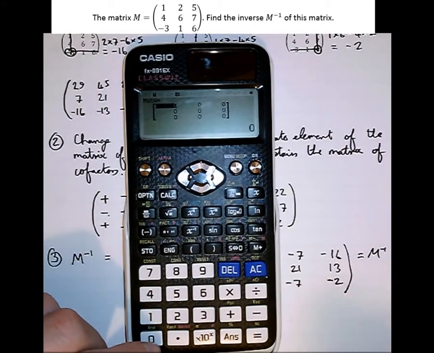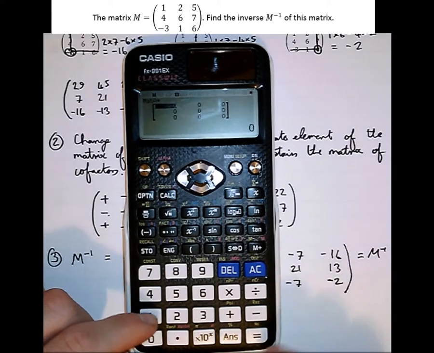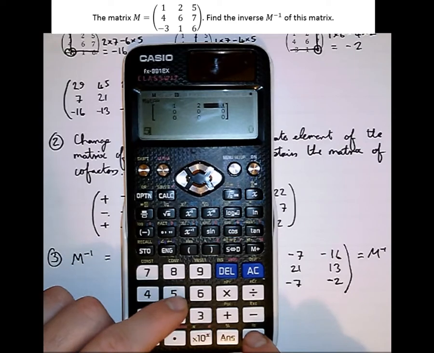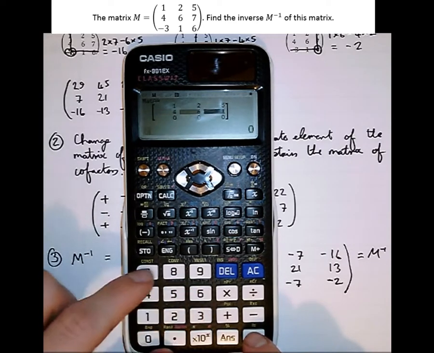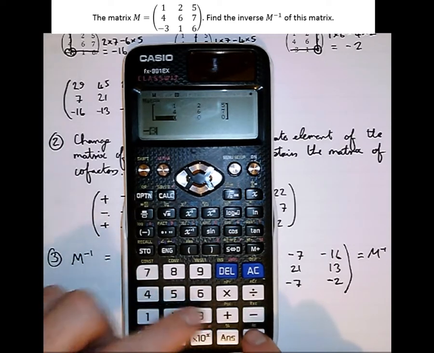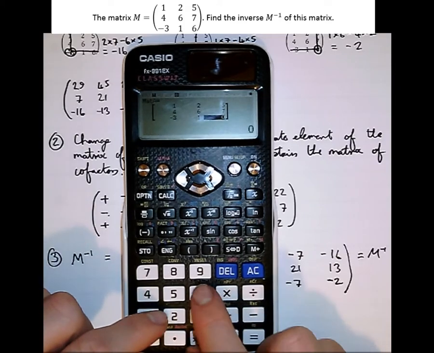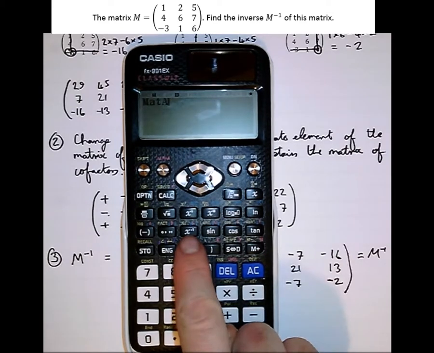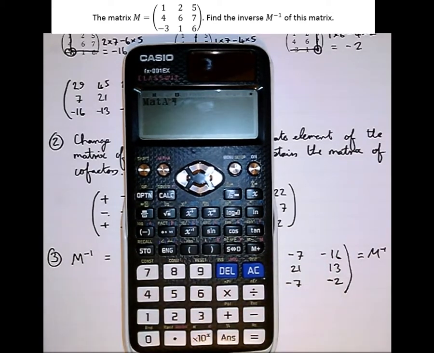As you know, I prefer to say matrices in columns, but the calculator unfortunately inputs it in rows. So 1, 2, 5, 4, 6, 7, -3, 1, 6. Operation, matrix calculation. Operation, I want to take matrix A, and the button that finds the inverse is this x to the -1 button here, that finds the inverse of matrix A.